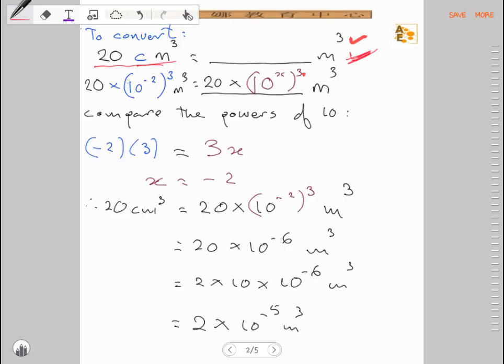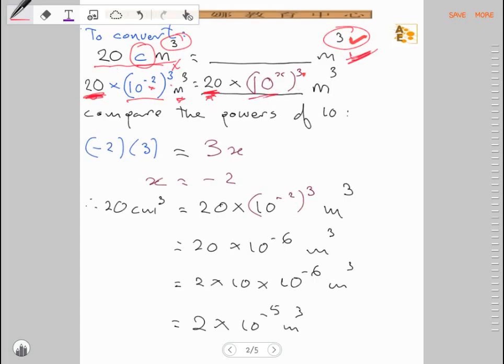Very simple. Now the first one, 20 is still there. We still write the same thing, 20 on the left hand side and the right hand side. Now centi is 10 to the power of negative 2. Put a bracket there, and there must be a cube because we are dealing with cube, therefore cube the 10 to the power of negative 2. So what is centi? Cubic meter there, and we still have 20 because the base is 20.